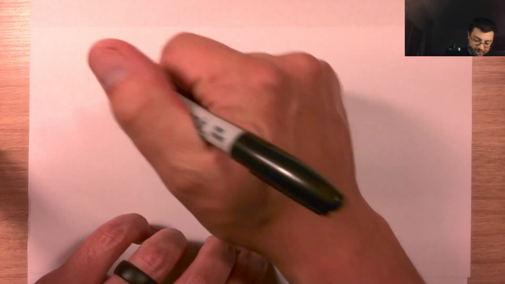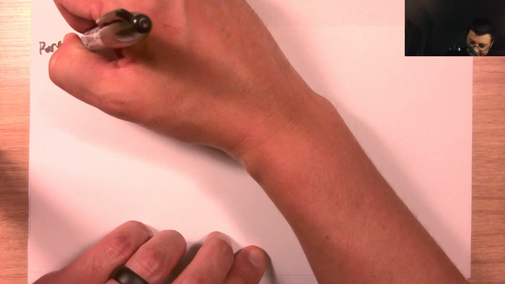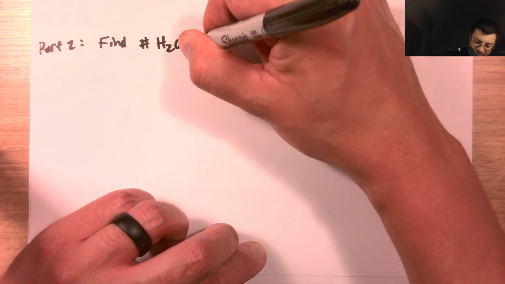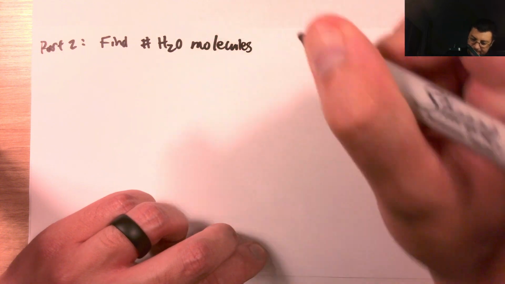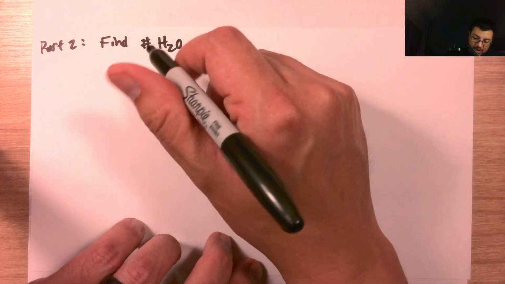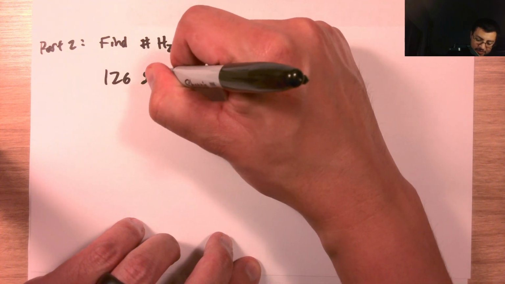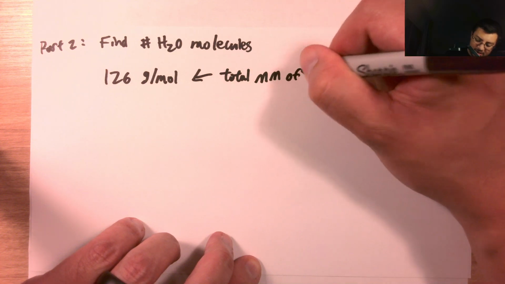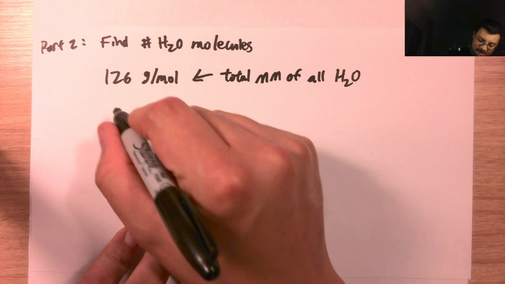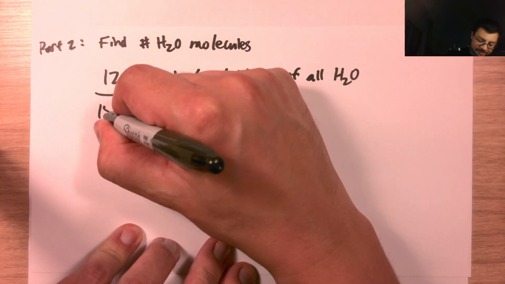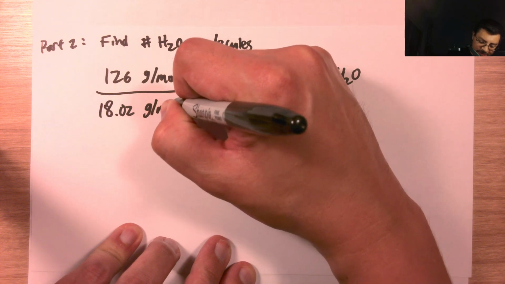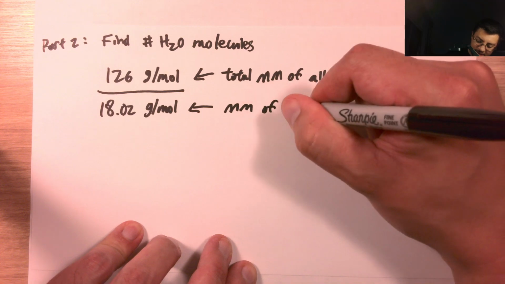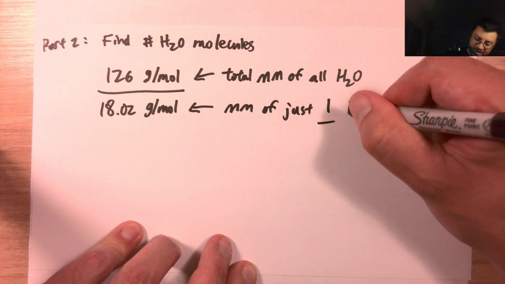All right, well, let's write it. Part 2 is to find the number of H2O molecules. So 126 grams per mole. This represents the total molar mass of all H2O. And we're going to divide it by 18.02 grams per mole. And that tells us the molar mass of just one H2O.